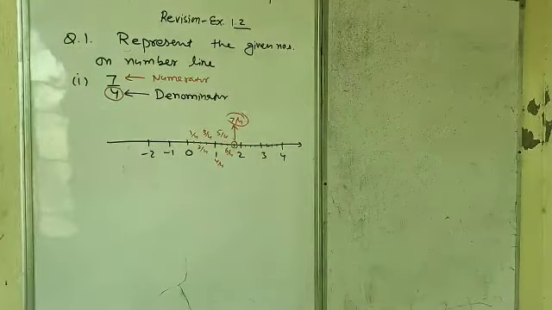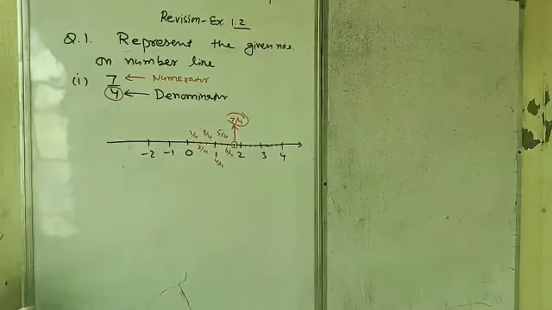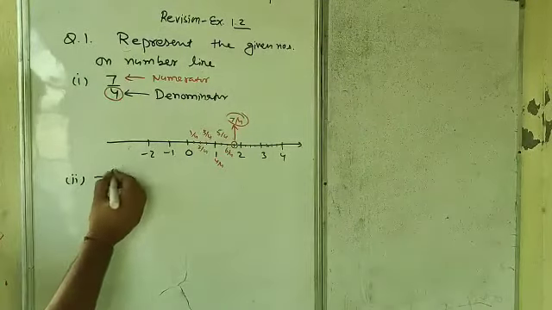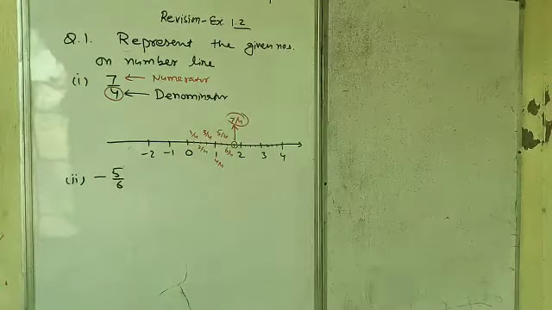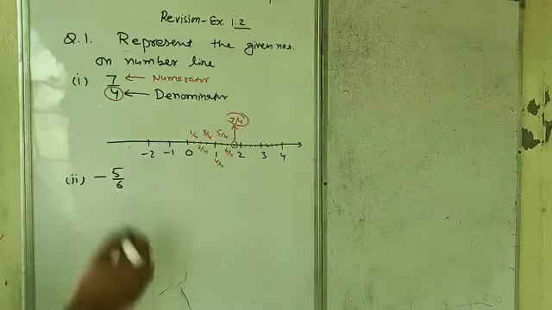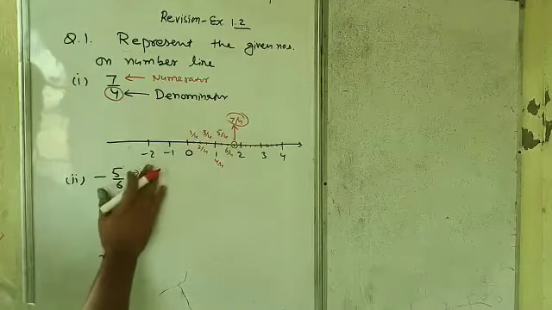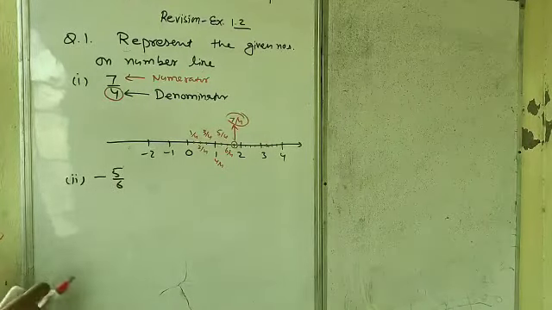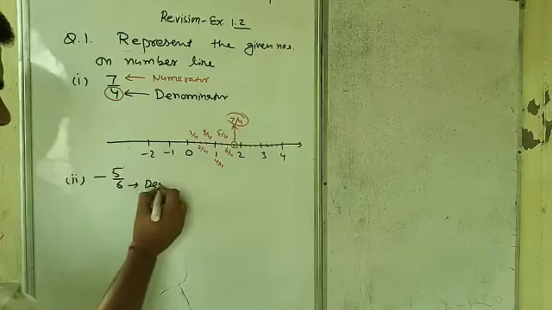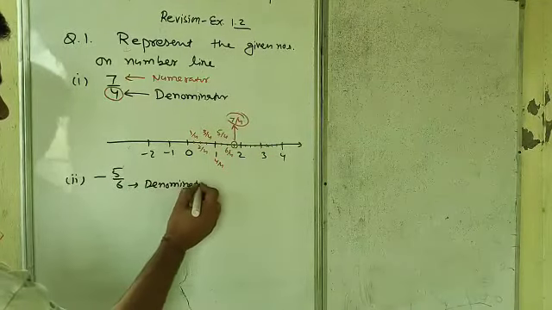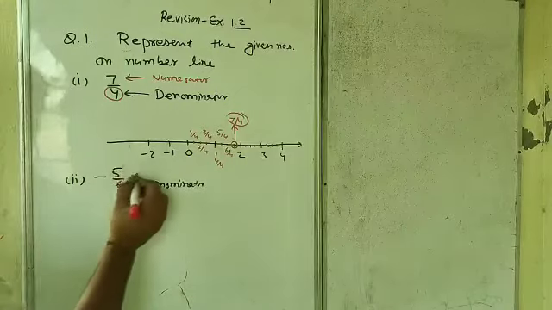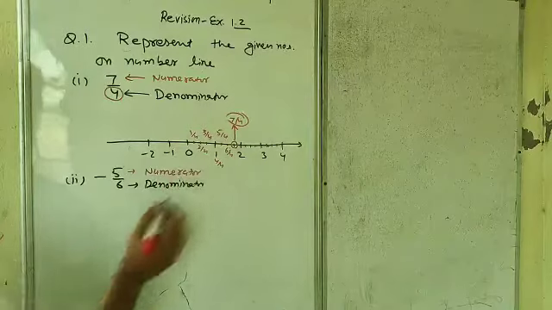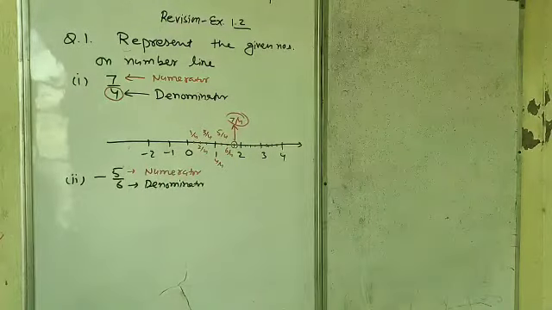Now come to the similar question, the second part. Represent minus 5 by 6 on the number line. Let us again discuss it. Its denominator is 6 and the numerator is 5. Now we have to represent this on the number line.